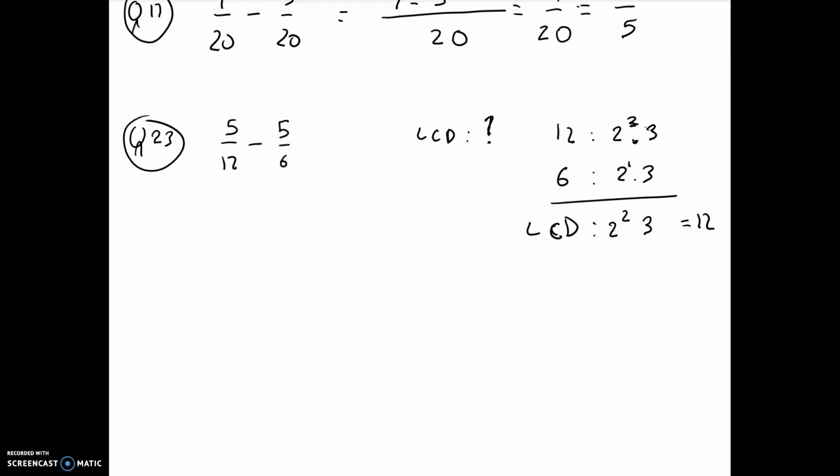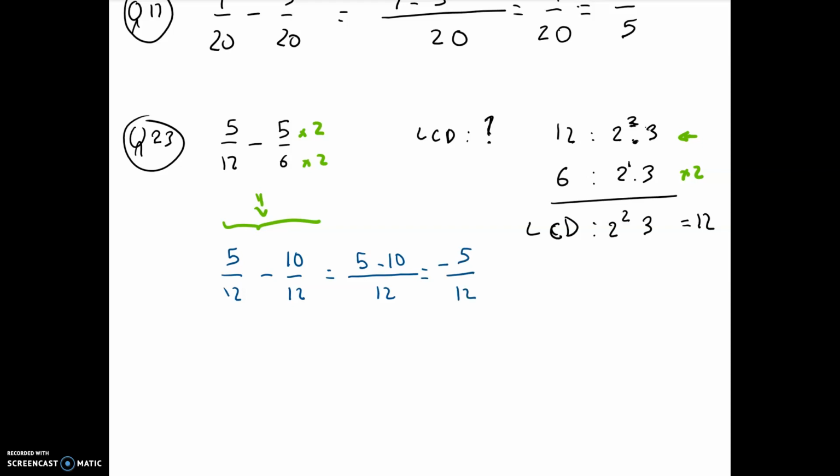In order for me to have each denominator looking like the LCD, I can see clearly there's nothing that I can do for this one right here. But this one, I need to multiply by 2, top and bottom, in order for me now to deal with 5 over 12 minus 10 over 12. Because I have the same denominator, I can rewrite this under the same fraction bar, 5 minus 10, and the answer is going to be minus 5 over 12. All right, so I did question number 23.